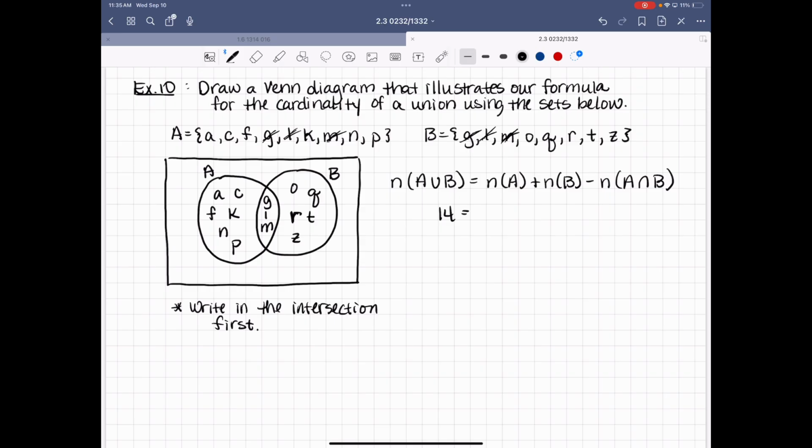What's the cardinality of A? 9. Good. What's the cardinality of B? 8. And what's the cardinality of the intersection? 3. Does 14 equal 9 plus 8 minus 3? Well, 9 plus 8 is 17. Minus 3. 14 equals 14? Yep, you just proved it. That's what you were supposed to do.